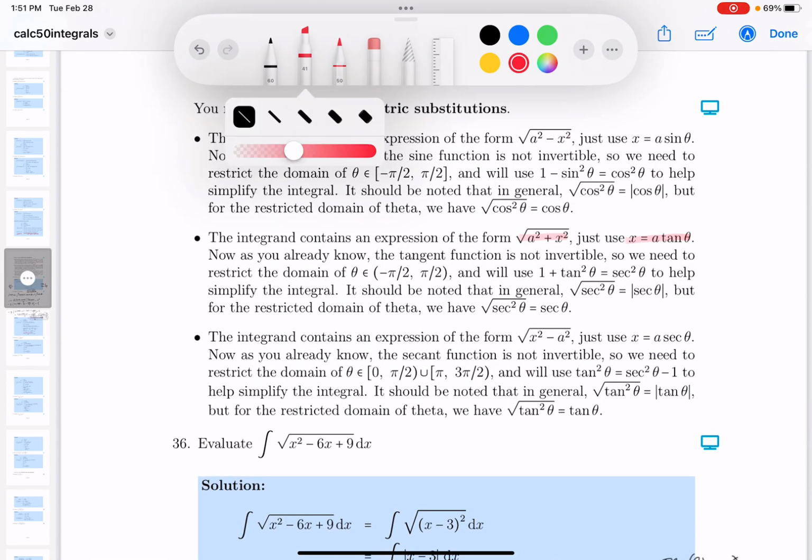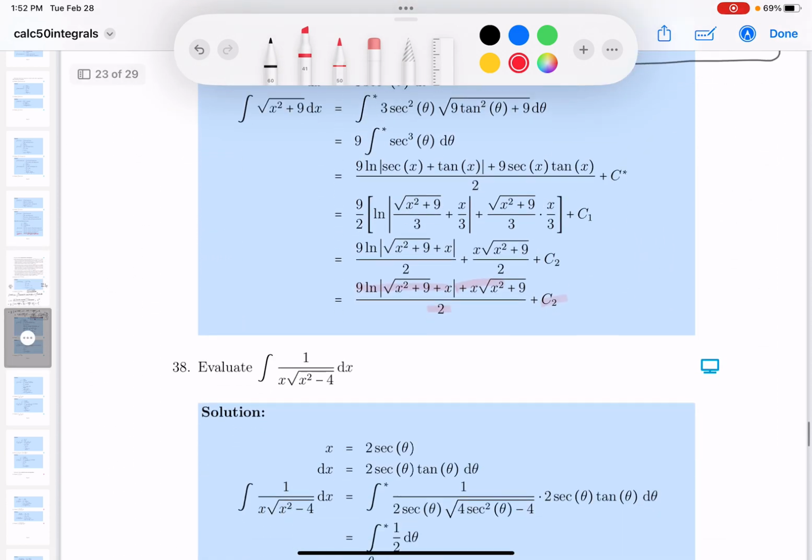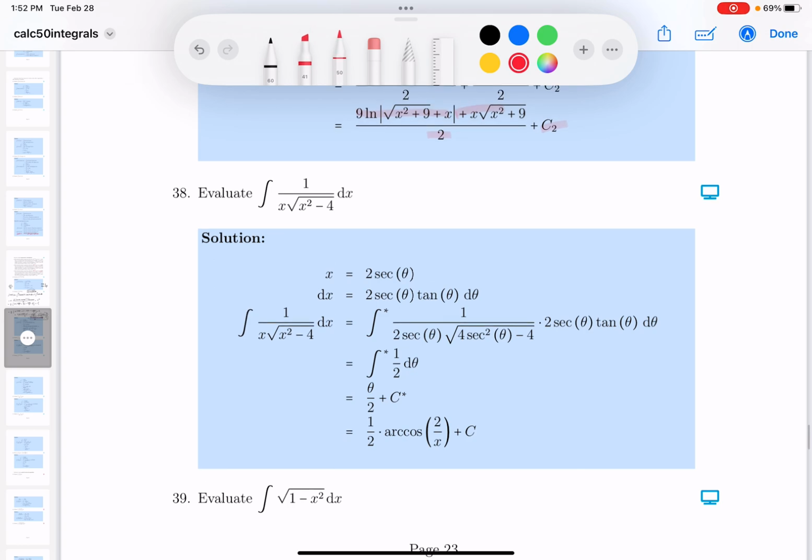So it looks like we're looking at this guy over here, and their recommendation is a secant theta. Let's take a look at that, and we'll write that down now. So the recommendation they're making is x equals a secant of theta. In this case, a would be 2 because 2 squared is 4. So dx would equal 2 secant theta tan theta d theta. Let's be careful and write this down.